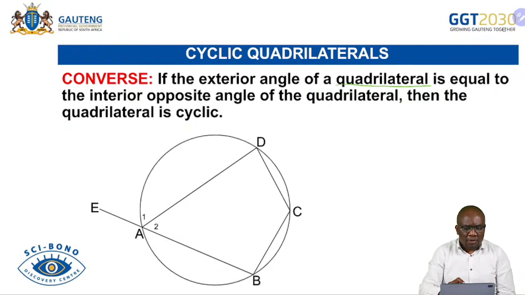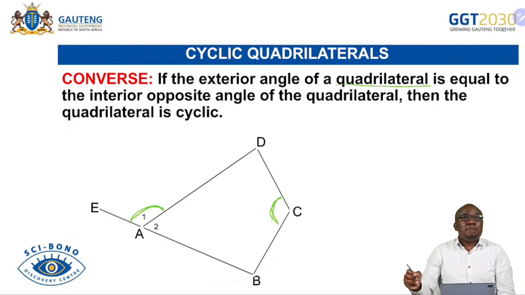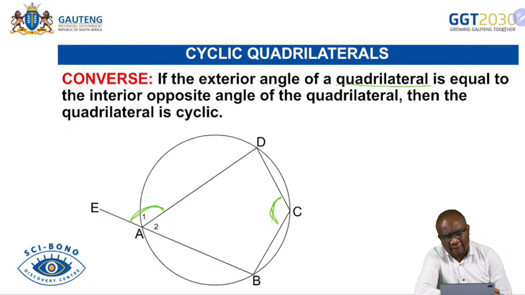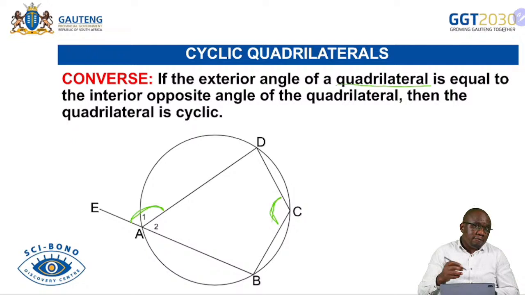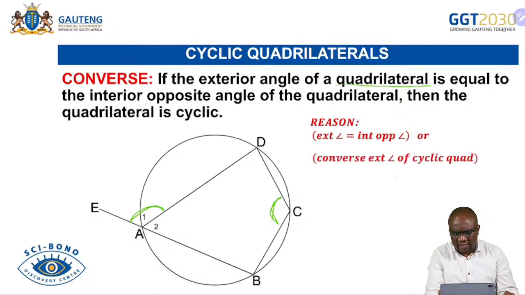You see that? We start with this. If this angle is equal to this angle, then ABCD is cyclic. Okay? That's the converse theorem. And then the reason you write, you can say exterior angle equal interior opposite angle, or just say converse of exterior angle, or converse exterior angle of cyclic quad. Done. Maybe it will be easier to remember this. Just say converse.